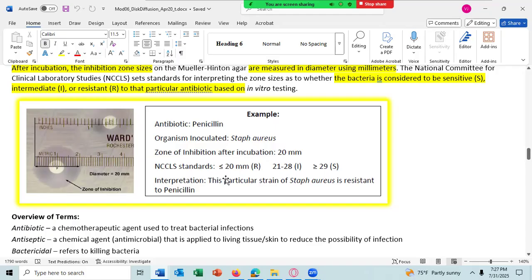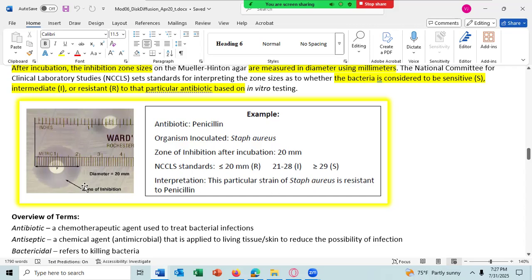If the zone size is 21 millimeters to 28 millimeters in the size of the zone of inhibition, then the species is considered to be intermediate to this antibiotic. If, on the other hand, the zone of inhibition is 29 millimeters or greater, this species is considered to be sensitive to penicillin G.